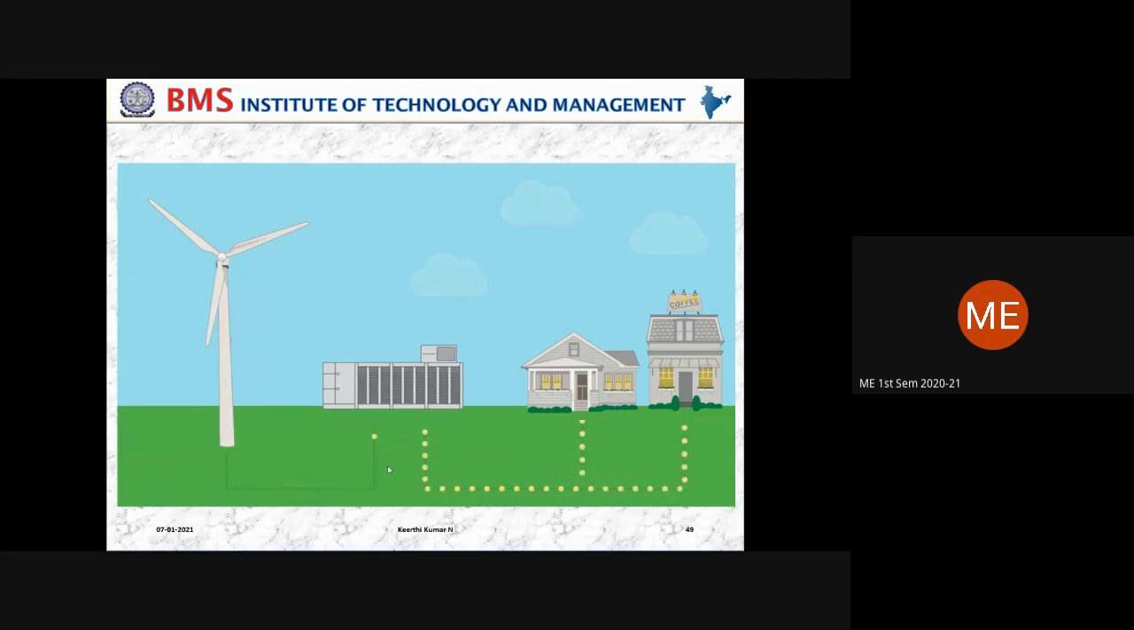You can observe here, now there is no input, still output is going on. How come the output is going on without the input? Because there is a storage system where the electricity is stored and distributed evenly whenever it is required.